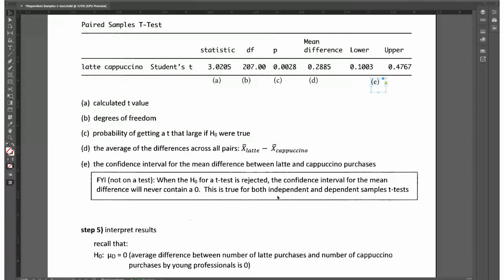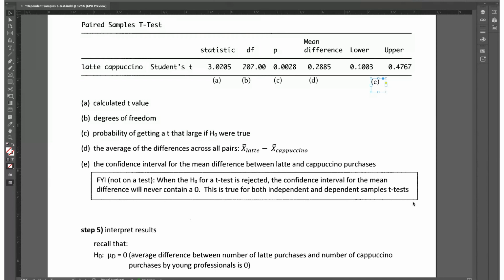All right, before we interpret the results, let me back up and talk about what's in this box. So it says not on a test, so depending on how your particular course is set up this semester, we may have a test or we may not. It really just depends on a couple of different factors, like what kind of project you're working on and so on. But in any case, whether there's a test or not, this is just something cool to know.